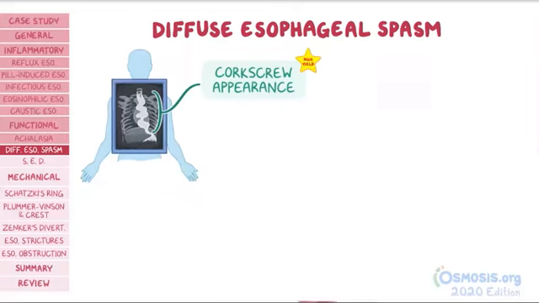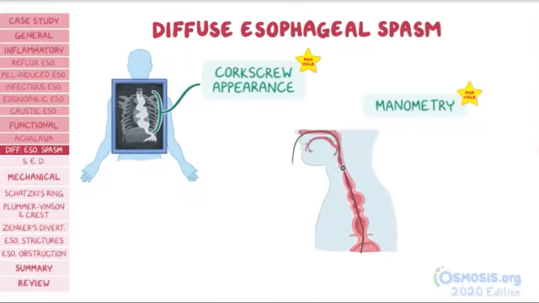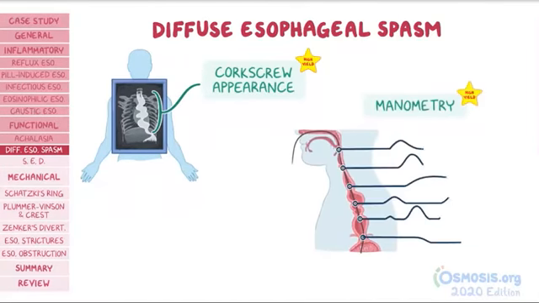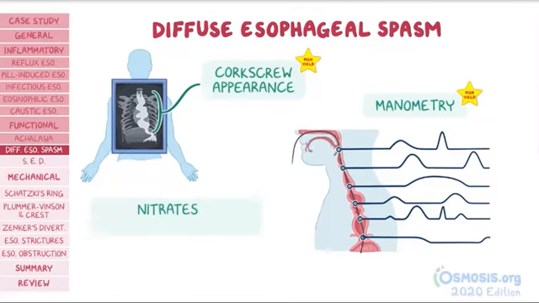The gold standard for diagnosis is manometry, which shows uncoordinated high-amplitude peristaltic contractions that can appear throughout the esophagus. Finally, first-line medications in the treatment of diffuse esophageal spasm include nitrates and calcium channel blockers.